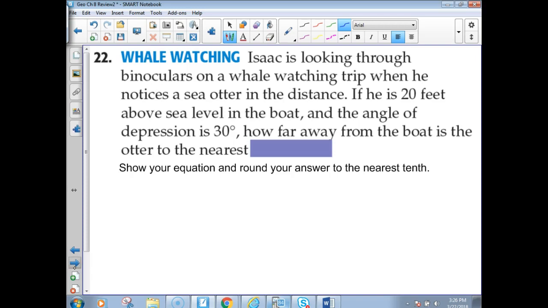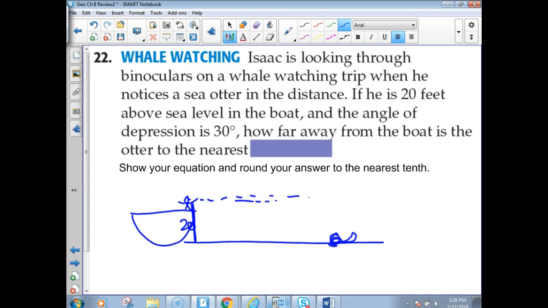17, you're whale watching. Isaac's looking through binoculars on a whale watching trip when he notices a sea otter in the distance. He's 20 feet above sea level in a boat, so he's up in the boat looking out with his binoculars, and in the water he sees a sea otter. It says his distance above is 20. And the angle of depression, that's like a little imaginary horizontal line coming off his eyeballs, looking down at the sea otter, is 30 degrees. But we could put that 30 also down here by the otter.